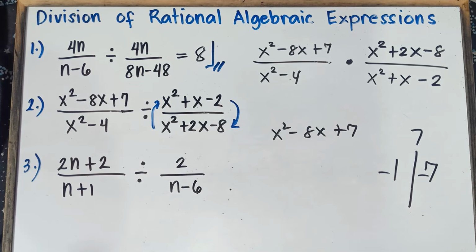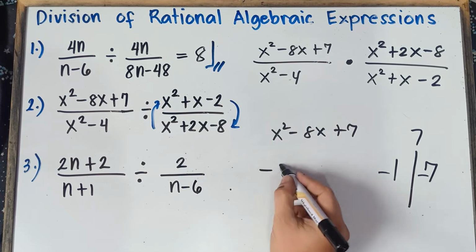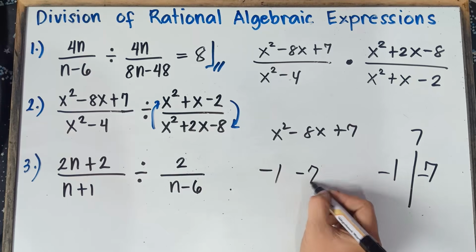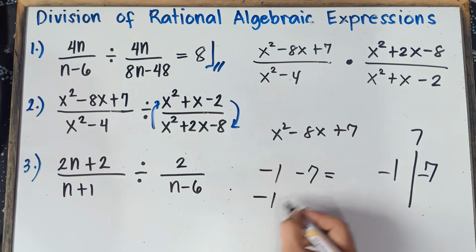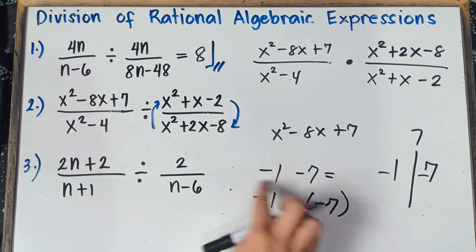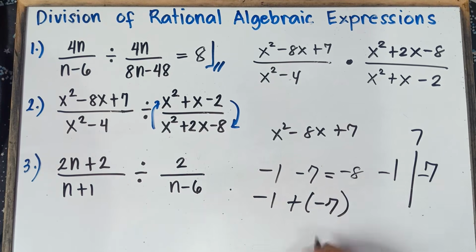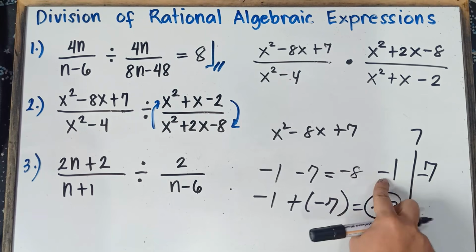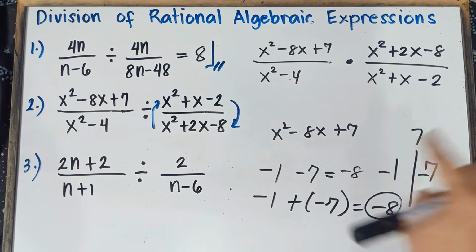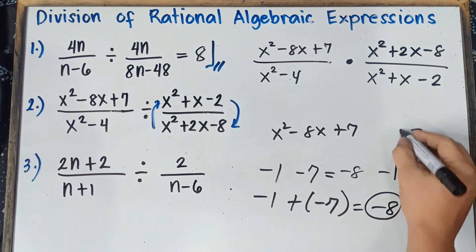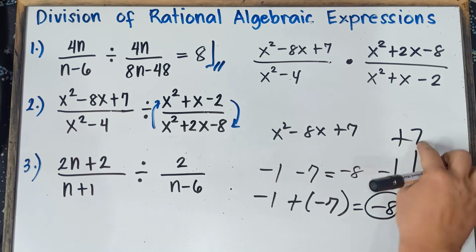Question, why is that, sir? Because if you combine negative 1 with negative 7, negative 1 plus negative 7, this will be negative 8. Same sign, simply copy the sign, simply add the numbers. So negative 1 plus negative 7, the answer is negative 8. If you multiply negative 1 times negative 7, negative times negative is positive. 1 times 7, that would be 7.